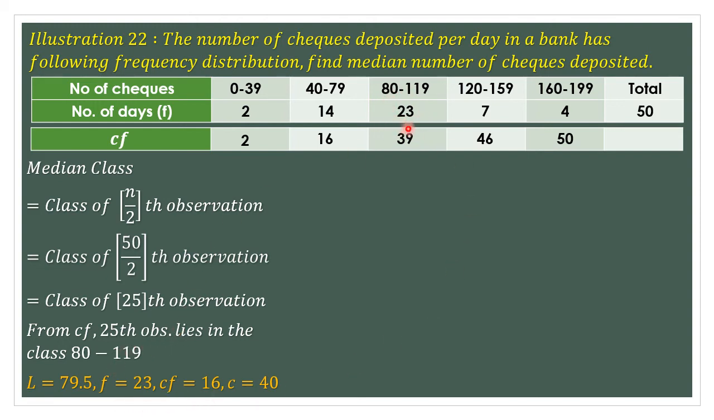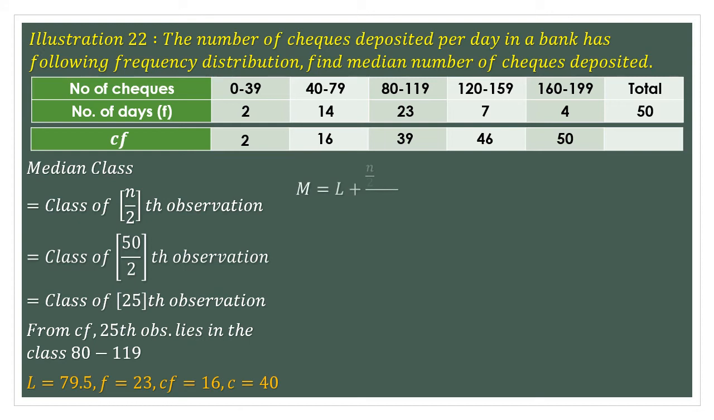The cumulative frequency before the median class, this is the cumulative frequency of the median class, this is before the median class, that is 16. And the class length, as you can see, 0, 40, 80, 120, 160, the class lengths are 40 each, so the class length is 40.